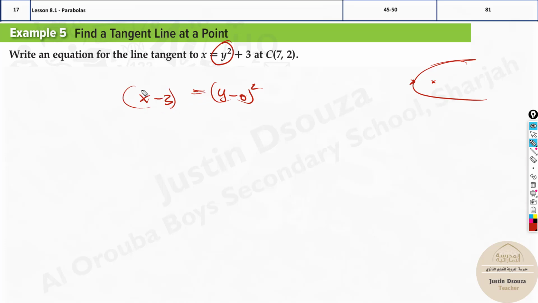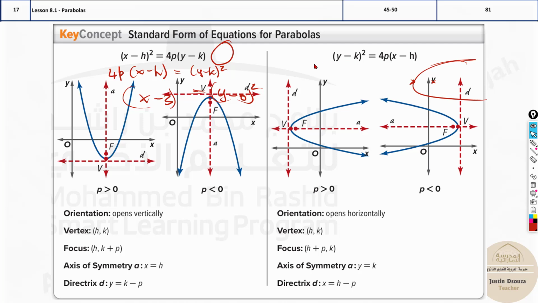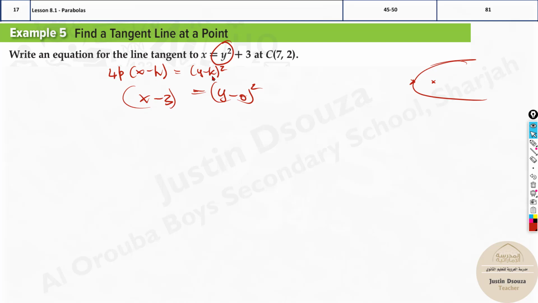Now here the standard form, if you remember, it was 4p times x minus h equals y minus k the whole square. I hope you remember this. This is the standard form. Now, generally, if you see the previous slide, the standard form has y minus k whole square on the first side. But I write the other way around. It's fine. Even this is absolutely correct. You can follow this as well. See, I always write the power 1 first, and whatever is left, the square, goes to the right. So that's how I follow.